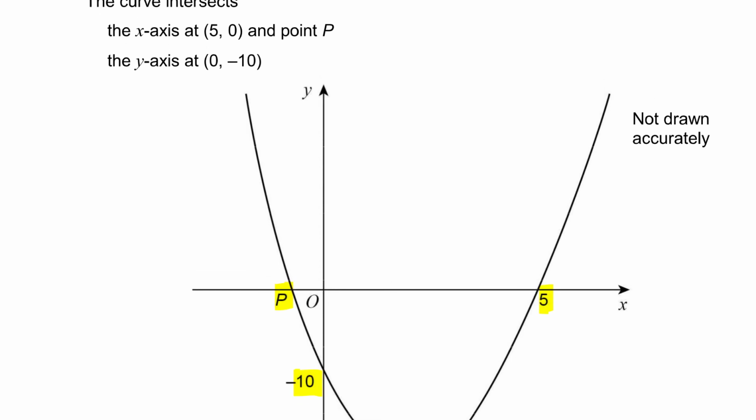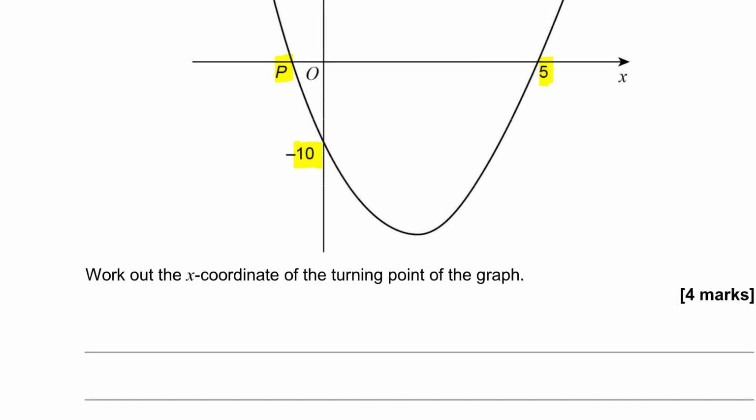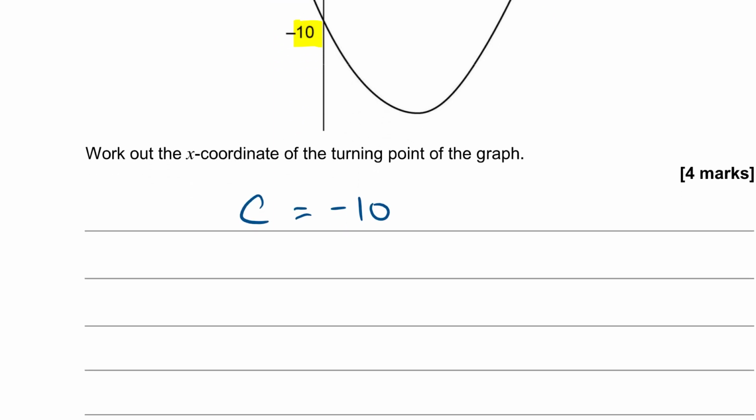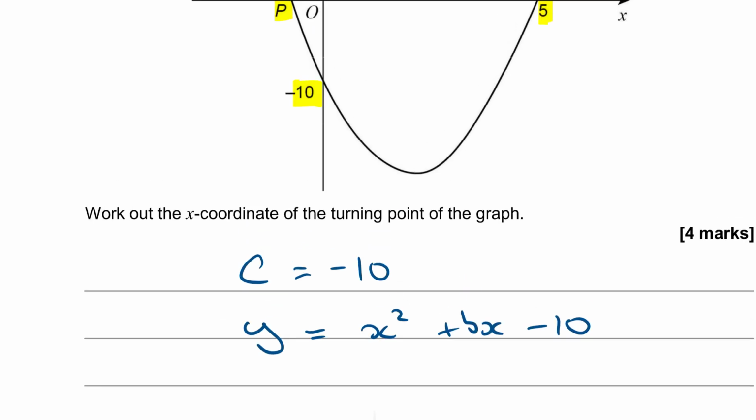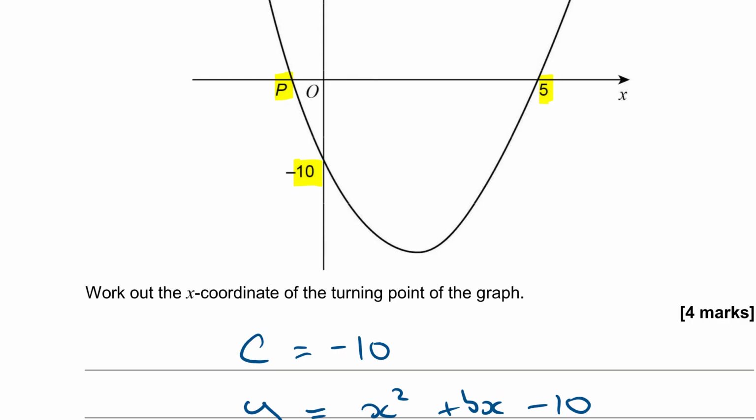We know that c is going to be equal to minus 10. So c equals minus 10 because it's the y-intercept. So that means my quadratic is actually y is equal to x squared plus bx minus 10. We still don't know the middle bit, but we do know that that part there is negative 10. What else do we know? We know the roots, or we know one of the roots. It's got a root at 5.